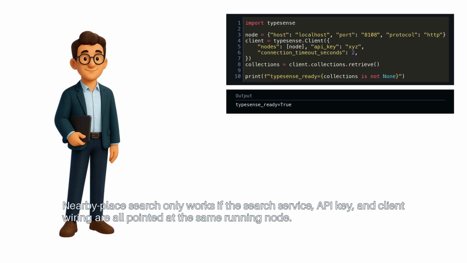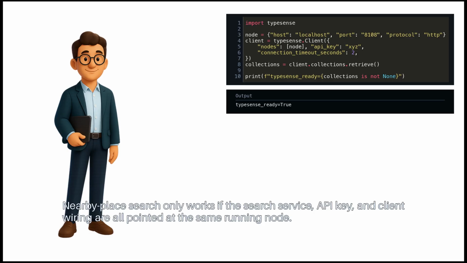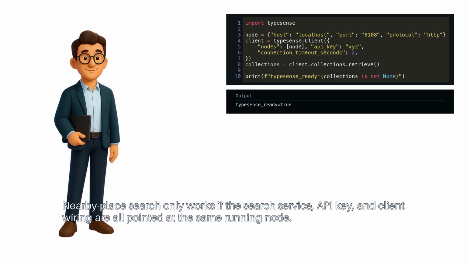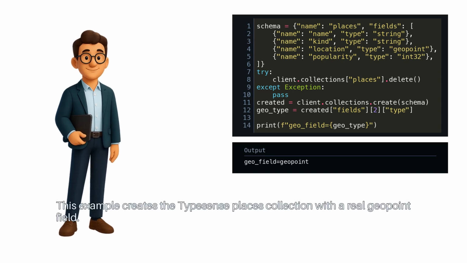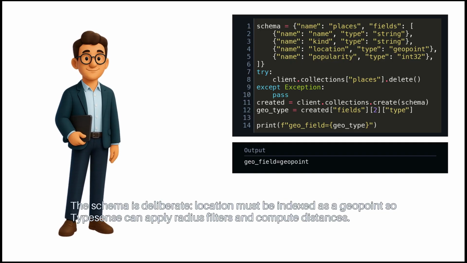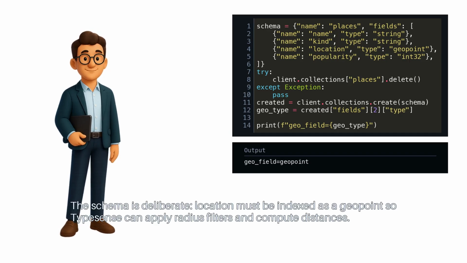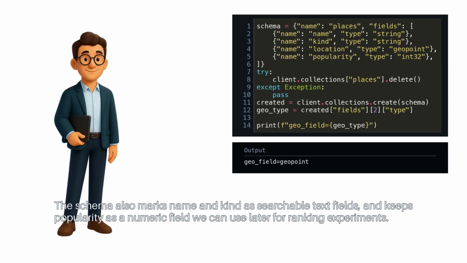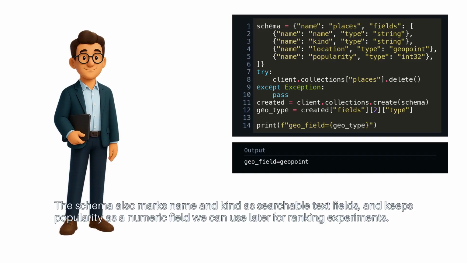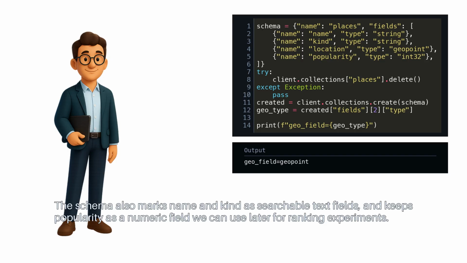Nearby place search only works if the search service, API key, and client wiring are all pointed at the same running node. Now that the client responds, we need a proper schema that stores location as geography, not text. This example creates the Typesense Places collection with a real geopoint field. The schema is deliberate. Location must be indexed as a geopoint, so Typesense can apply radius filters and compute distances. The schema also marks name and kind as searchable text fields, and keeps popularity as a numeric field we can use later for ranking experiments.